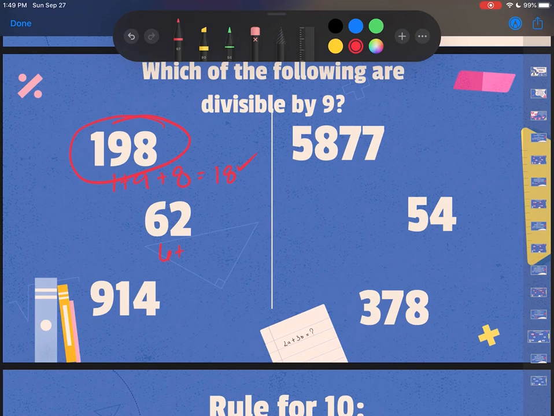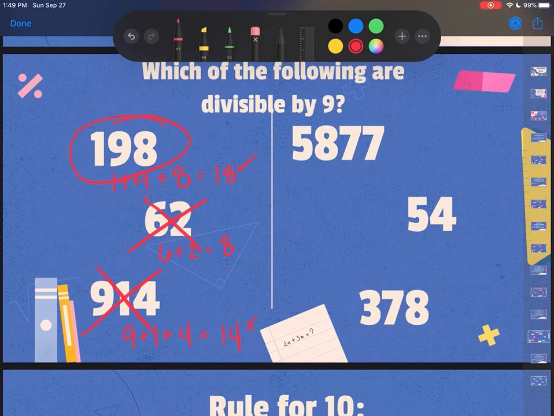Let's try 62. So I'll do 6 plus 2. 6 plus 2 is 8. If I skip count by 9, 9, 18, 27, 8's not on there. So 62 would not be divisible by 9. Let's try 914. So 9 plus 1 plus 4. 9 plus 1 is 10, plus 4 is 14. If I skip count by 9, I run into 9, 18, 27, 14's not there. So 914 would not be divisible by 9.